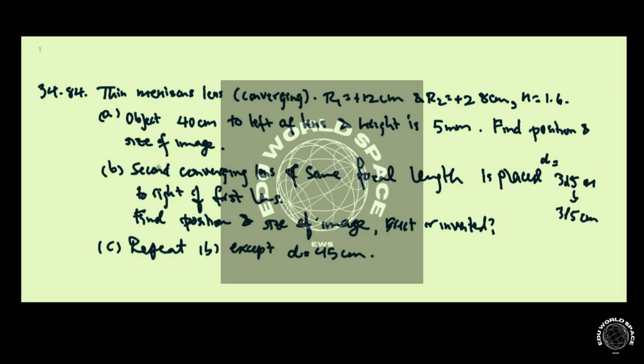And then in part B, a second converging lens with the same focal length as the first lens is placed at a distance, which I call D, of 3.15 meters or 315 centimeters to the right of the first lens. Again, we're asked to determine the position and size of the final image, and to determine the orientation of the final image. In part C, we are to repeat what was done in part B, except now the distance between the lenses is 45 centimeters instead of 315 centimeters.